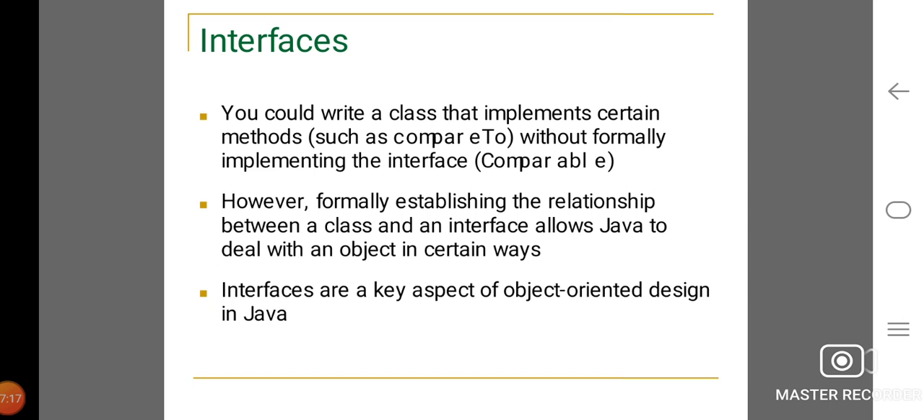You could write a class that implements certain methods such as compareTo without formally implementing the interface, that is, Comparable. However, formally establishing the relationship between a class and an interface allows Java to deal with an object in certain ways. Interfaces are a key aspect of object-oriented design in Java.